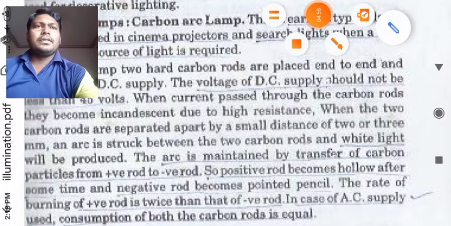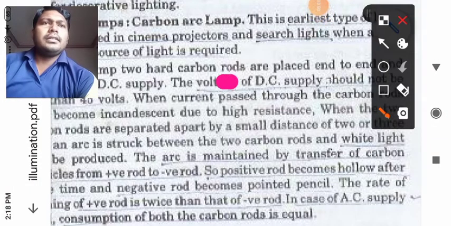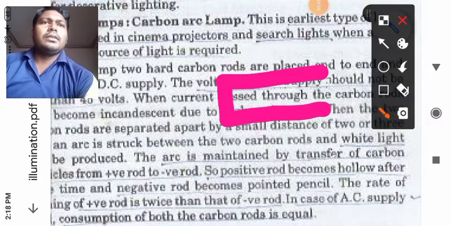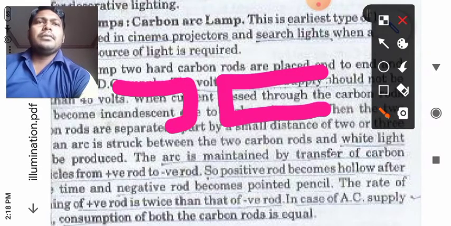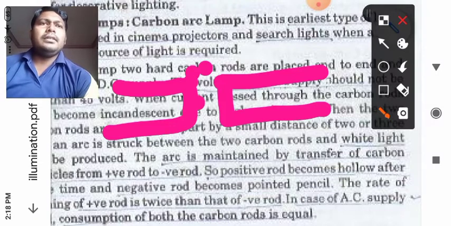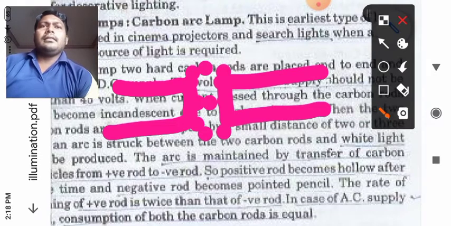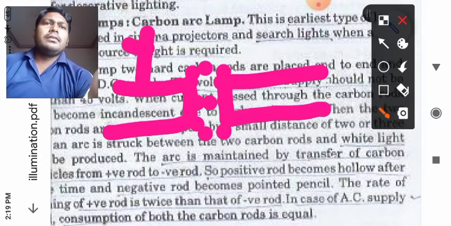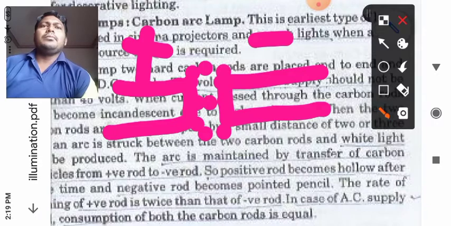Let me show you with the help of a figure. Suppose these are the two electrodes, separated by a distance, let us say 2 to 3 mm, and a DC voltage higher than 45 volts is applied, then we will produce an arc. So there will be arc formation. This arc is white in color. Suppose this one is positive and this one is negative, so carbon particles will transfer from positive to negative.